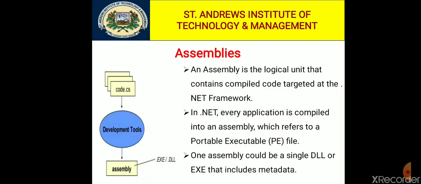So the next topic is why we use assemblies. Basically assemblies have some important features, that's why we are using them. The first feature is that assemblies are self-describing. We already discussed that assemblies are self-describing, means the .exe file or .dll file has all the source code, and it will automatically install when we click on the .exe file.